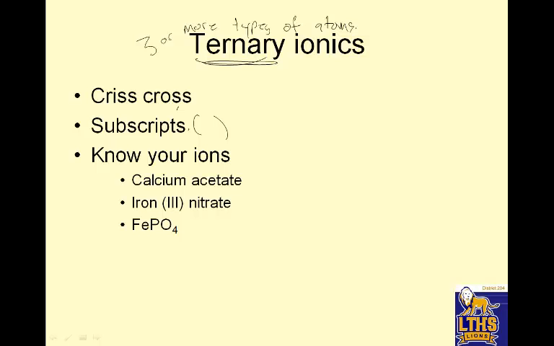Okay, so calcium acetate. Got to know your ions. Calcium is plus 2. Acetate is C2H3O2 negative. Now I need to make these cancel. So I want to have CaC2H3O2, and if I want 2 of them, if I put a 2 here, that would look like 22. But I want 2 acetates, not 22 oxygens, 2 acetates. So I use parentheses with a 2 on the outside.